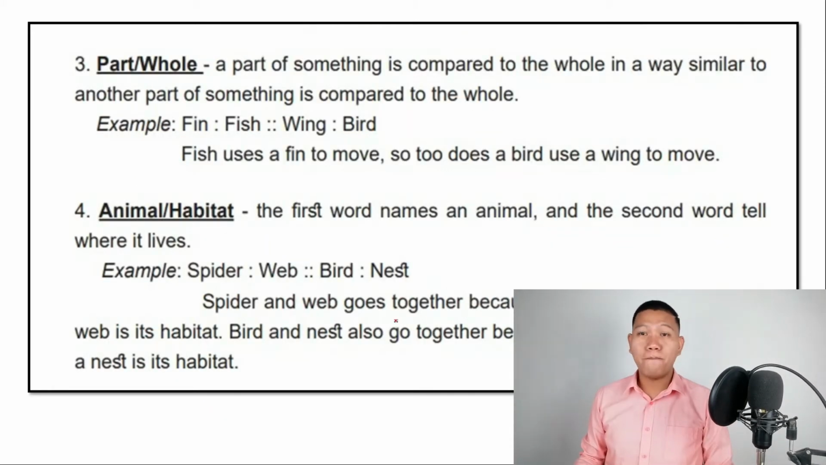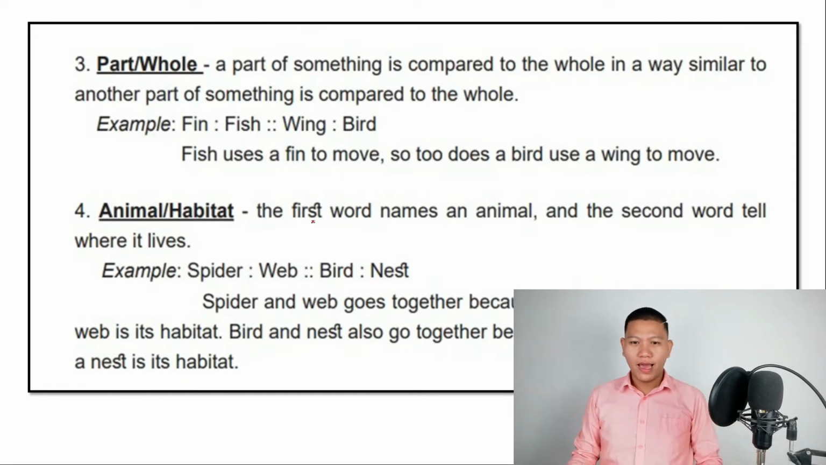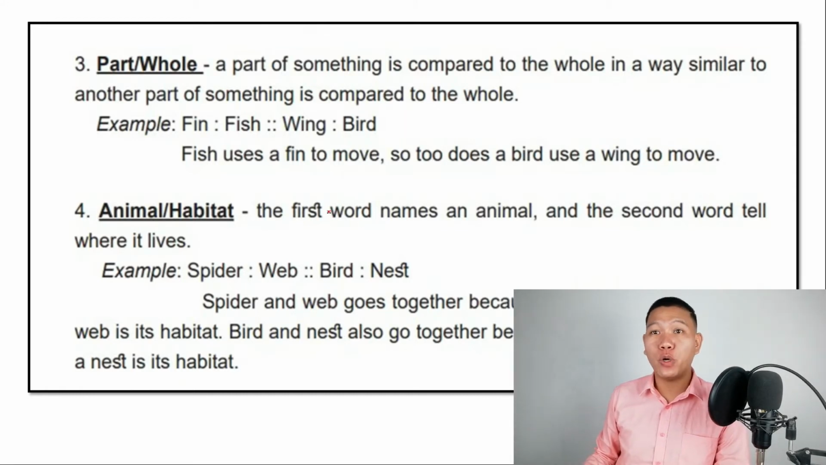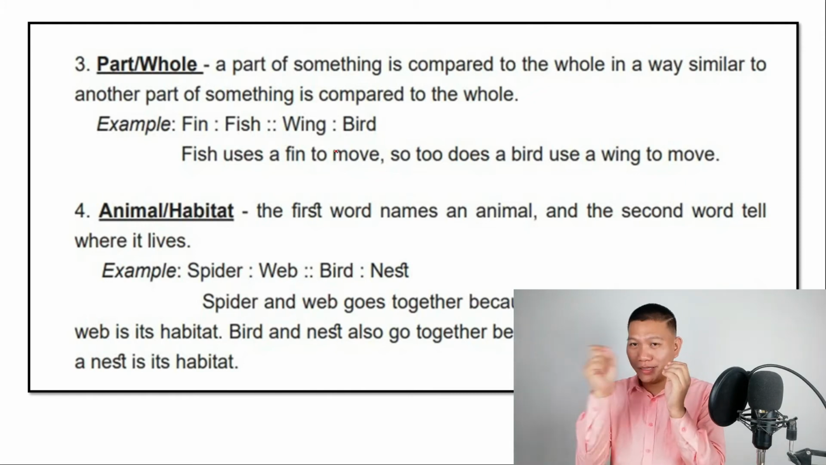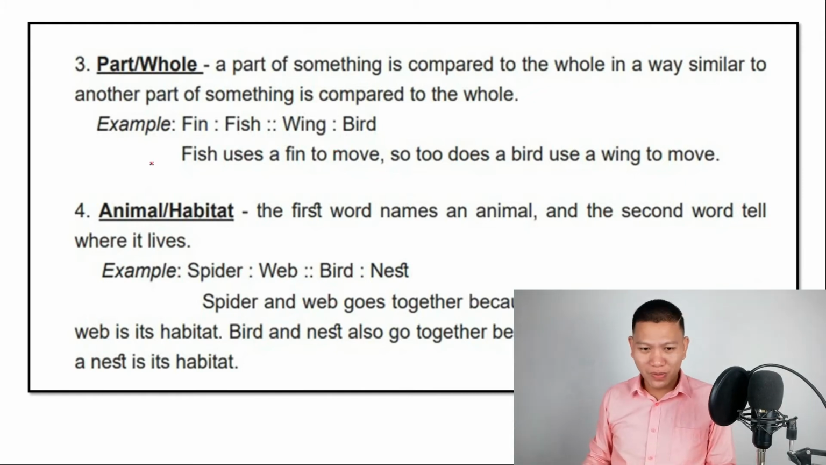Number 3, part and whole. A part of something is compared to the whole in a way similar to how another part of something is compared to the whole. So we are now comparing part to whole and then another part to its whole. When we say part whole, we have an example. Fin is to fish. In the same way, wing is to bird.